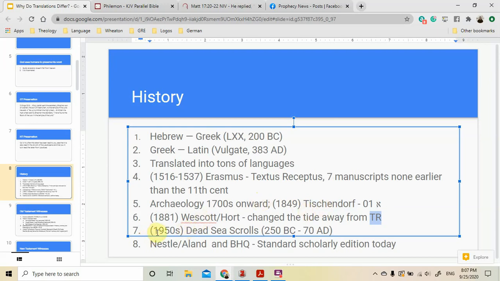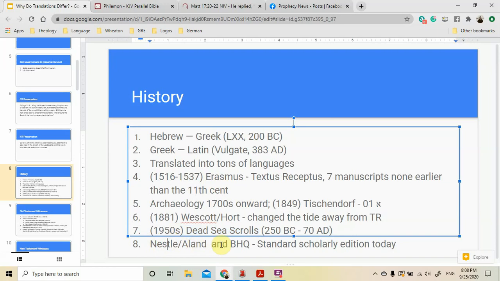And then also in the 1950s, the Dead Sea Scrolls were found, which changed a few readings here and there with our Old Testament. So we have archaeology of manuscripts for our New Testament, archaeology manuscripts for our Old Testament. Both of these are after the King James, right? King James is in the 1600s.